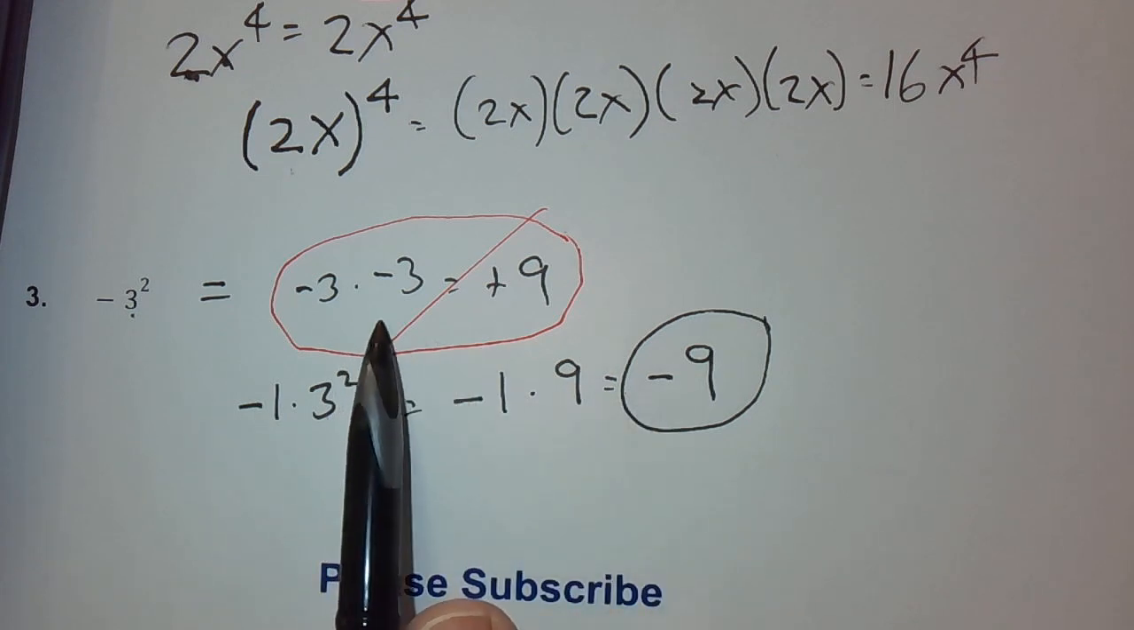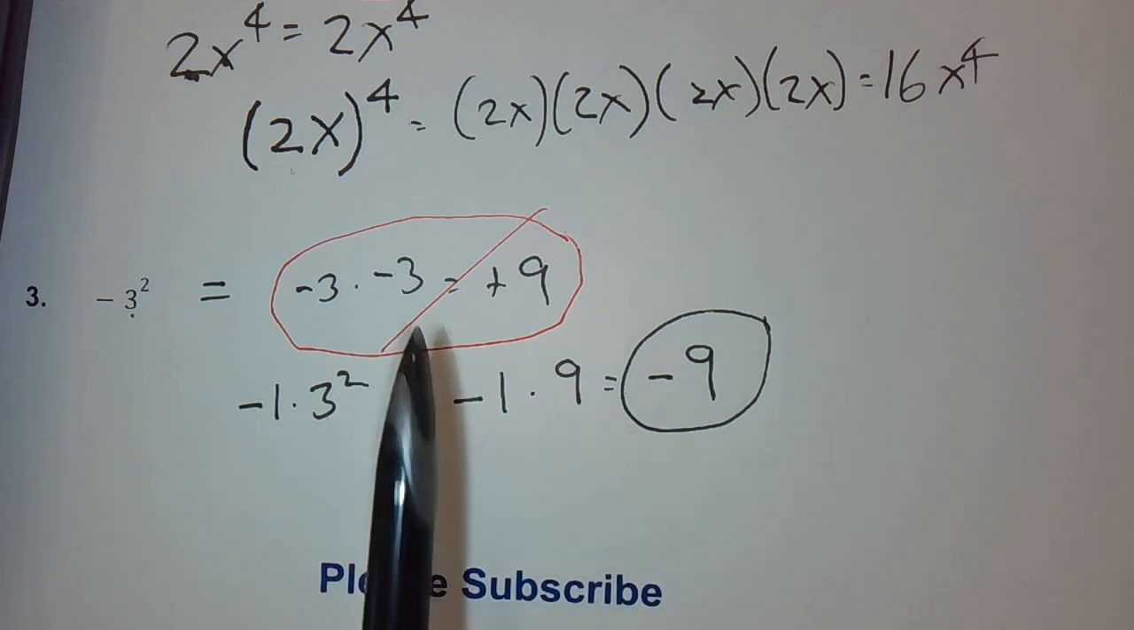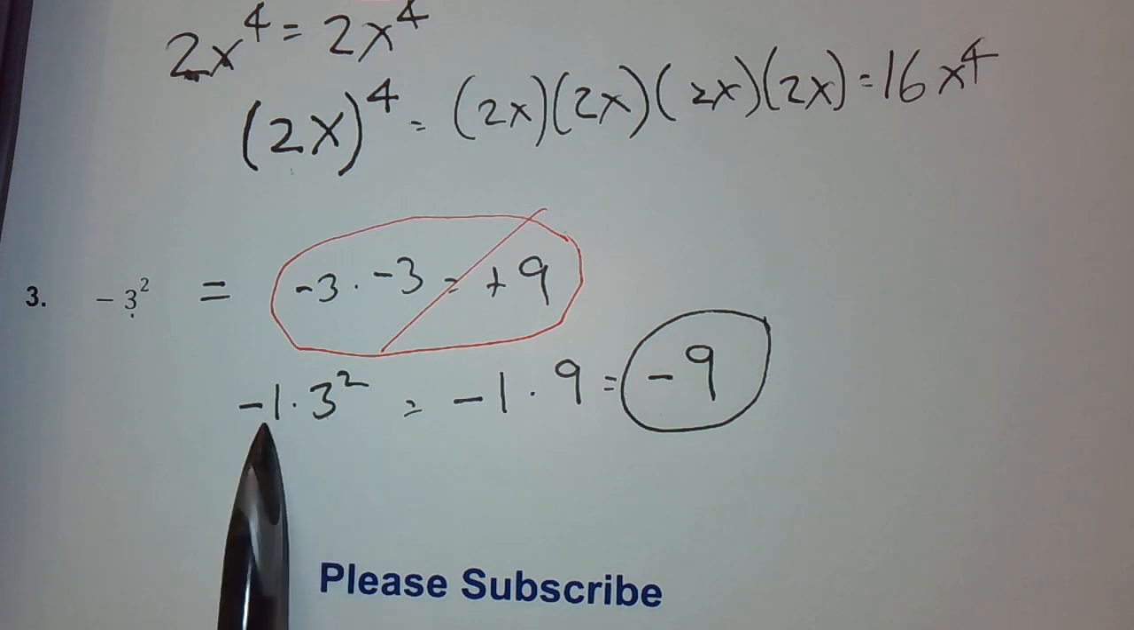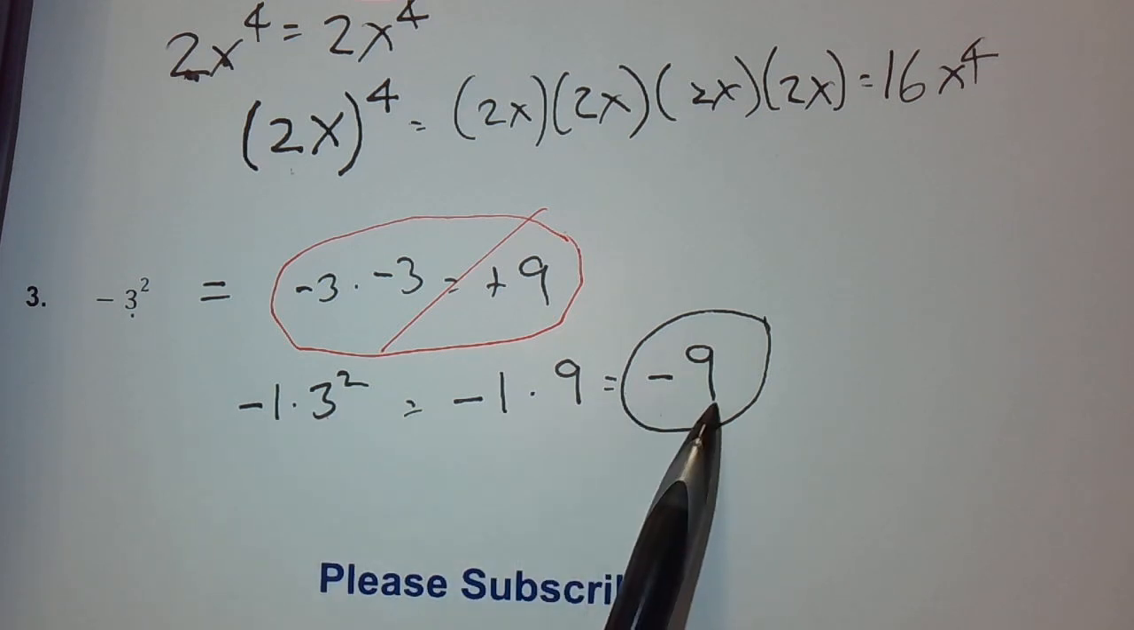Well, what about this scenario up here where we got negative times a negative? Well, again, we're raising the 3 only, so that's a positive times a positive, which gives us a positive result that we multiply by the negative, which gives us the negative result.